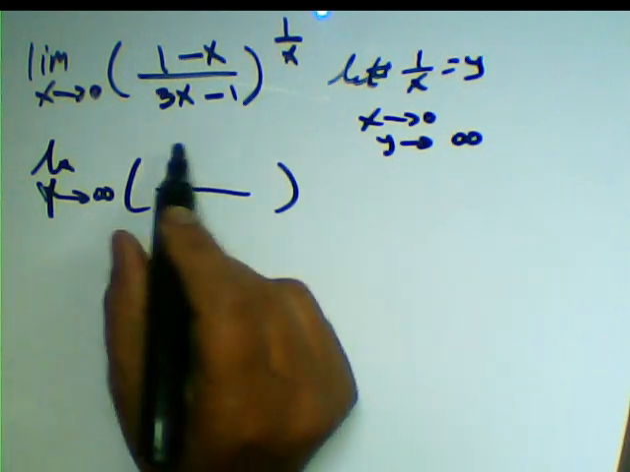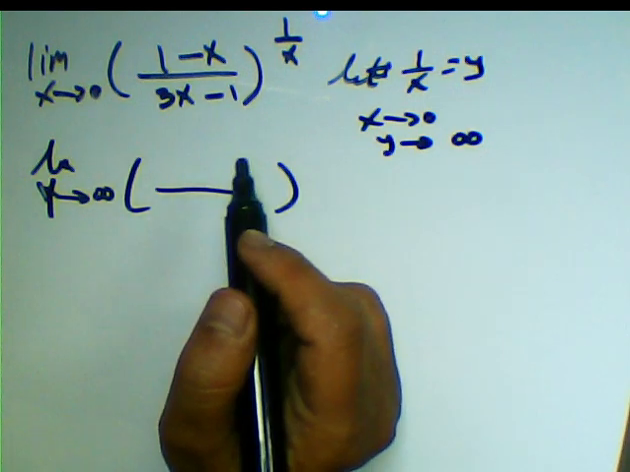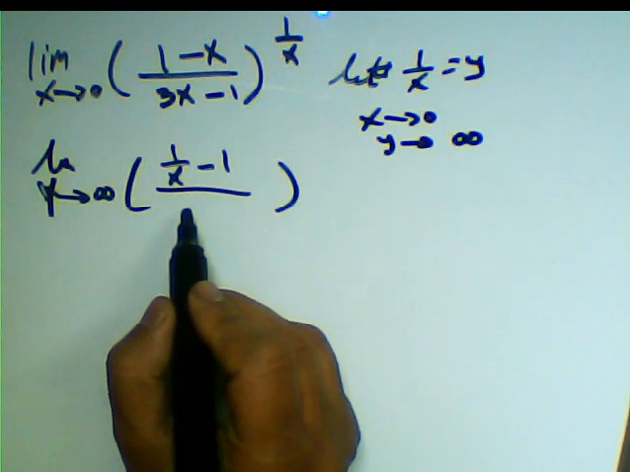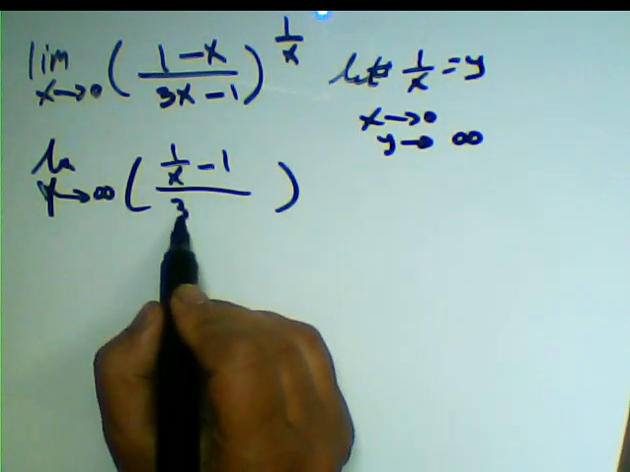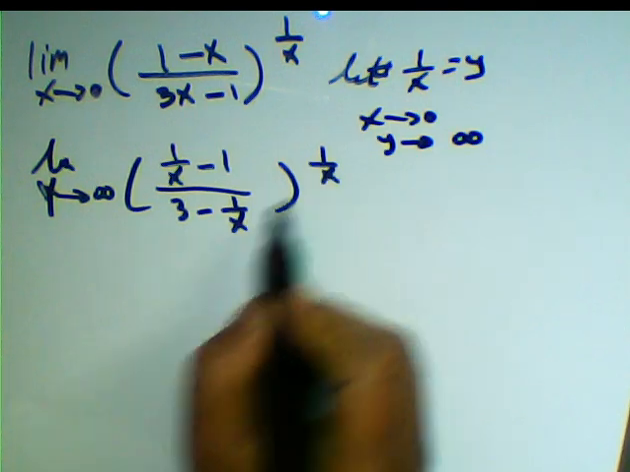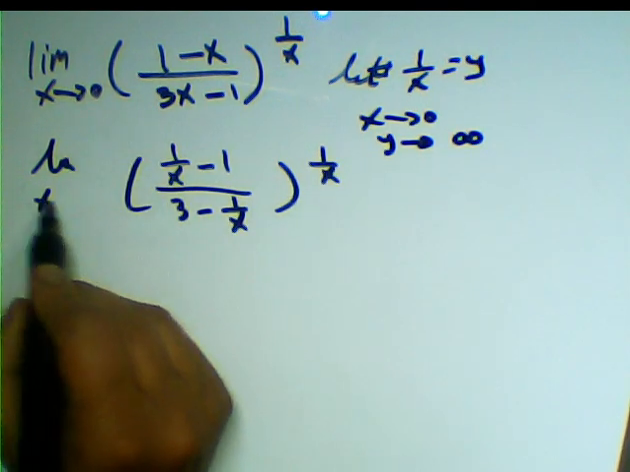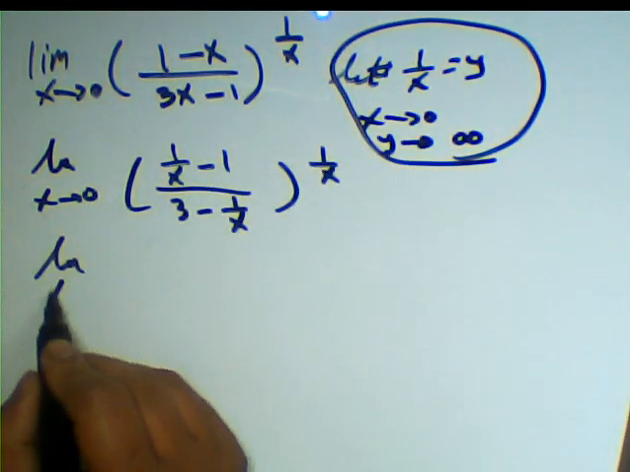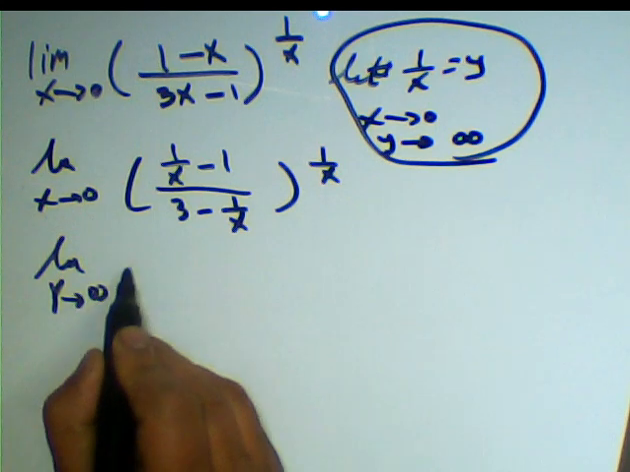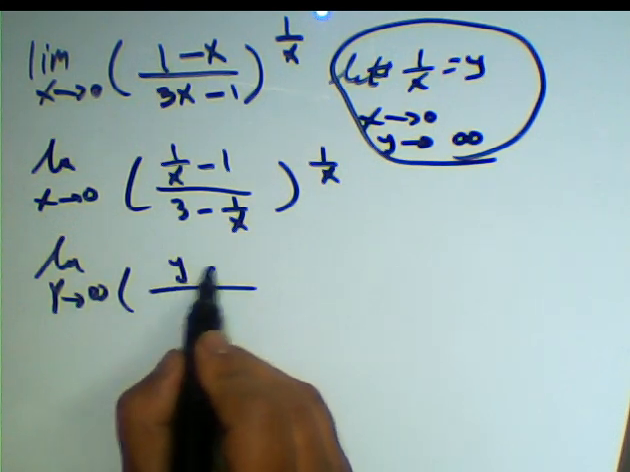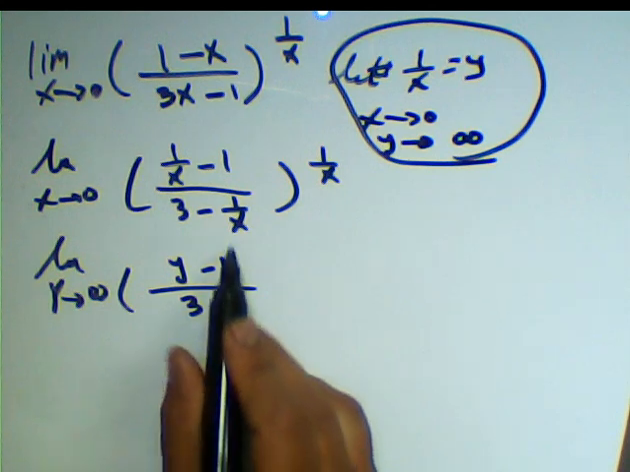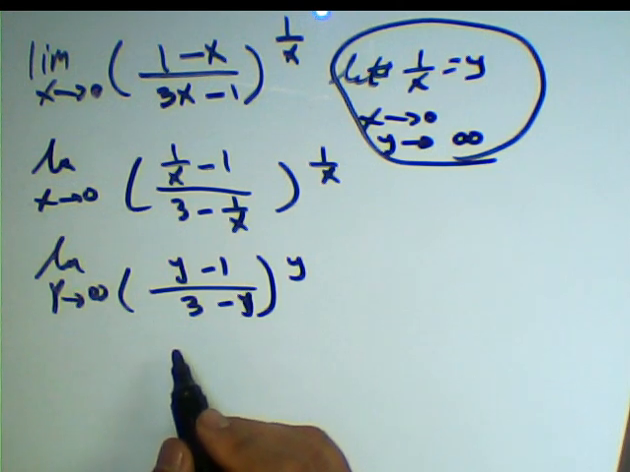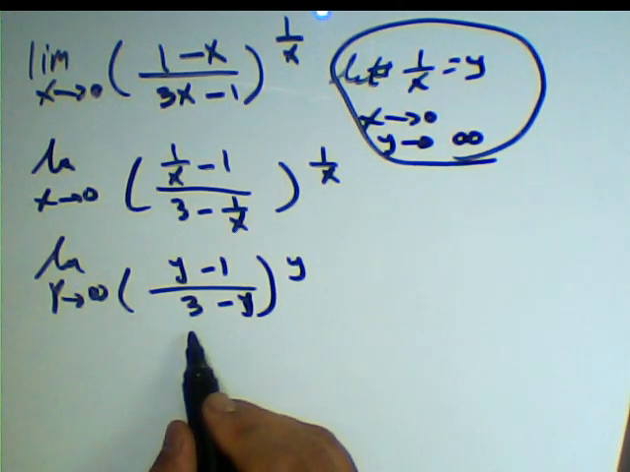Here 1 minus x, we can write by dividing numerator and denominator by x: 1 over x minus 1, and here it will be 3 minus 1 over x, all to the power of 1 over x, where x approaches 0. But let 1 over x equal y. Then the limit when y approaches infinity of this function is y minus 1 over 3 minus y, all to the power y. Okay, we have here in the denominator 3 minus y.